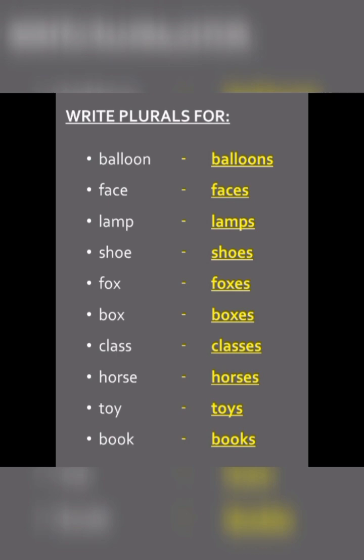Toy, toys. Book, books. Balloons, faces, lamps, shoes, foxes, boxes, classes, horses, toys, books.